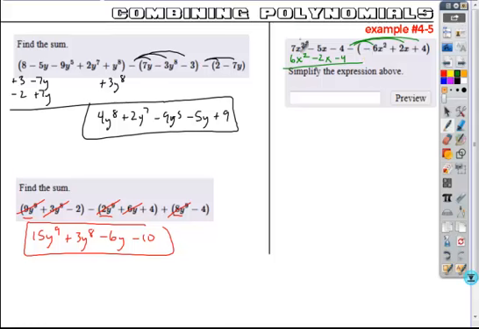And now when I combine straight down my like terms, I get 13x squared. Minus 5 minus 2 is negative 7x. And then negative 4 minus 4 is negative 8. And that gives me my simplified form.